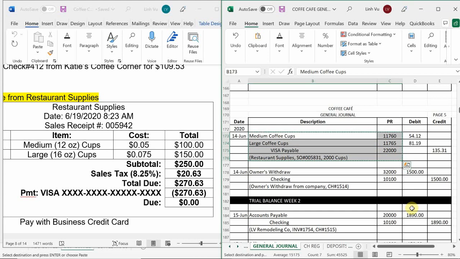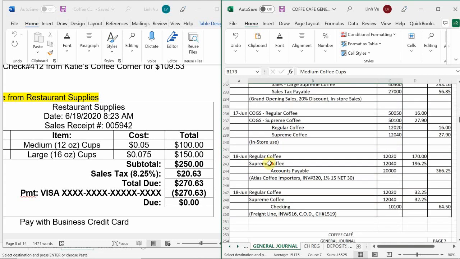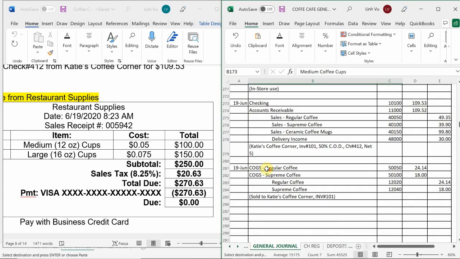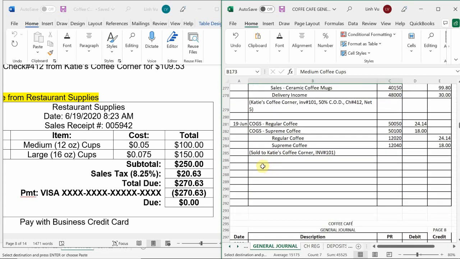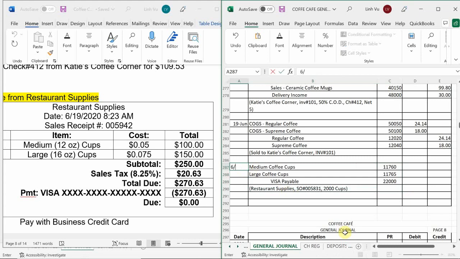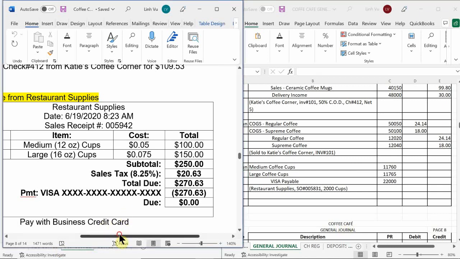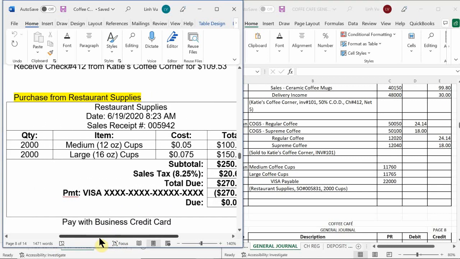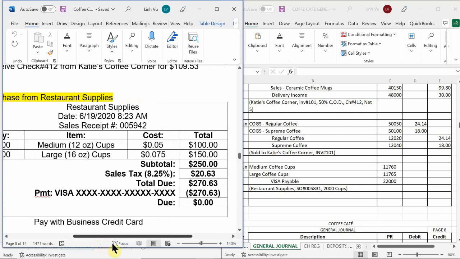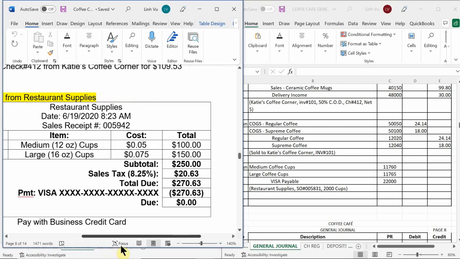The only difference is we didn't buy 1,000 cups. We bought how many? Twice more. We bought twice as much. So let me go ahead and pop that into my journal here. We bought 2,000 of the medium coffee cups and then 2,000 of the large coffee cups. So in grand total, 4,000. Now the unit prices are still the same. They're still 5 cents for the medium and then 7.5 cents for the large.